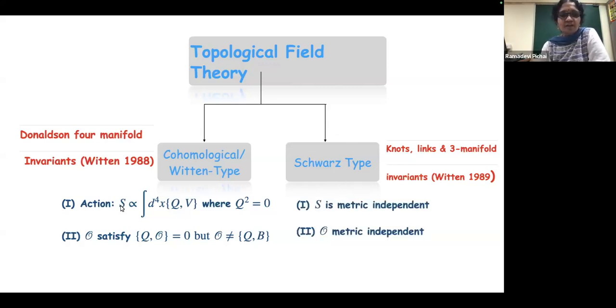In the Schwarz type, it is manifestly not a metric independent action. It can have metric dependence. But what you will see is that any variation of expectation values of observables with respect to the metric will be 0. So in that sense, this is not manifestly metric independent, but here we explicitly choose the action to be metric independent. And operators also we choose to be explicitly metric independent.